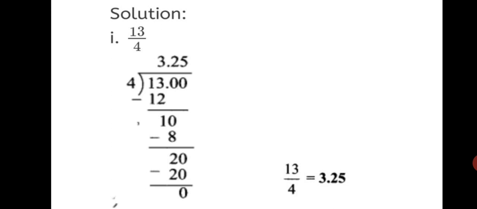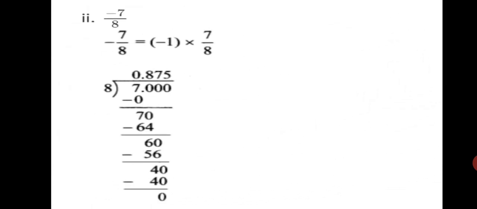Okay, let's see the second sum now. Minus 7 upon 8 is equal to, now we don't want the minus sign while dividing, so we keep minus 7 upon 8 as minus 1 into 7 upon 8. Minus 1 we keep separately so that we can afterwards put the minus sign on the value we get for 7 upon 8 as the answer. So let's work out now 7 upon 8. 7 has to be divided by 8.